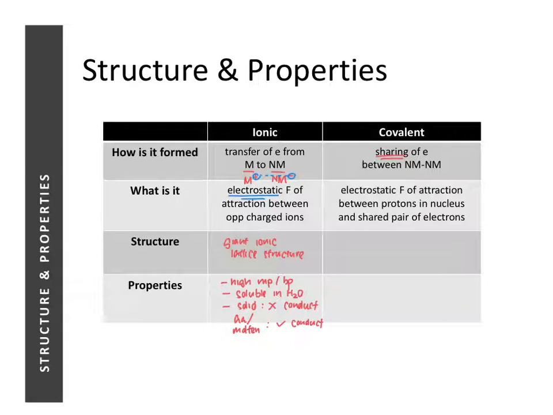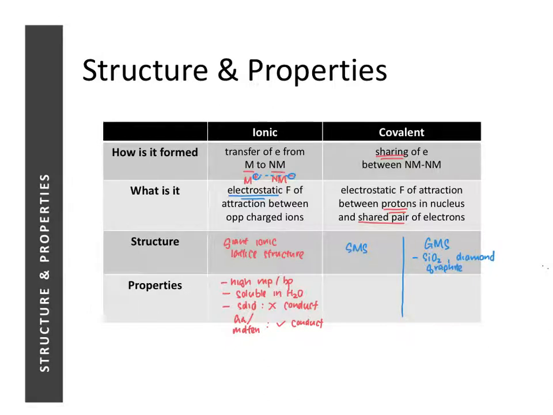How do they combine? They combine by sharing electrons. Okay, so when they share electrons, there's again some form of electrostatic attraction between the protons in the nucleus and the shared pair of electrons. We call this a covalent bond. Okay, so there are two kinds of structures for covalent substances. You can either have simple molecular structure, or you can have giant molecular structure. For giant molecular structure, there are only three substances that we need to remember: your sand, your diamond, and then your graphite.